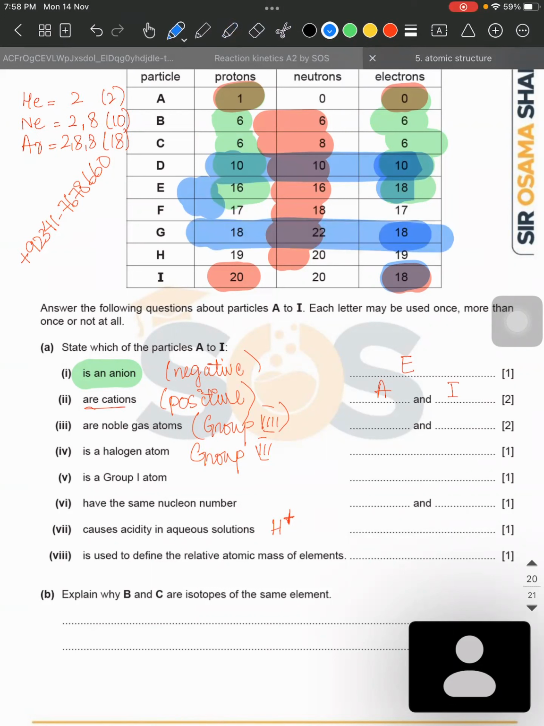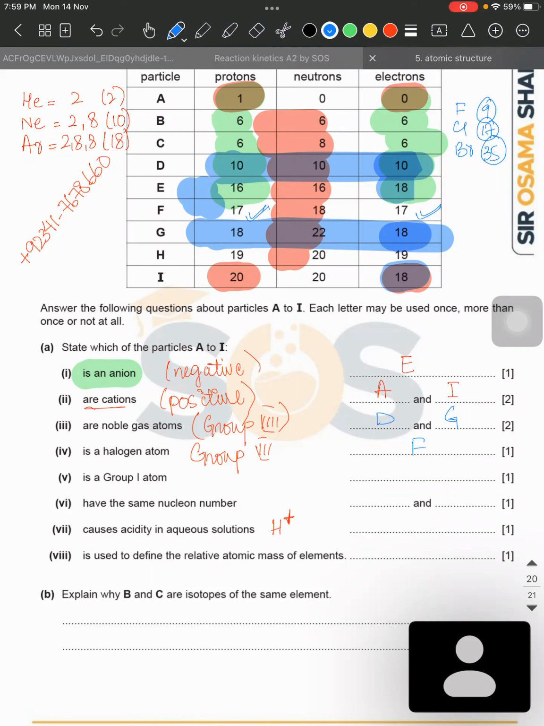So it is D and G. That is the right answer. Then they're asking for halogens. Halogens having 7 electrons in the outermost shell. So we know that fluorine, chlorine, bromine are halogens. Fluorine is having 9 electrons and protons, chlorine having 17 electrons and protons, and bromine having 35 electrons and protons, right? So over here, which one having 17 electrons? Over here, you can see this, it is having 17 electrons and 17 protons. So F will be the right answer for this.